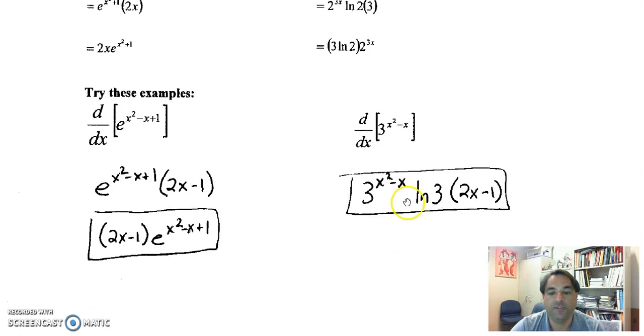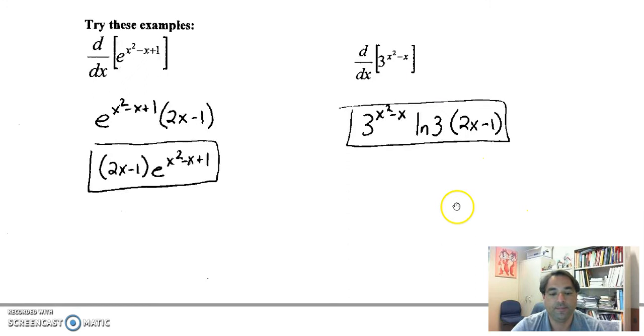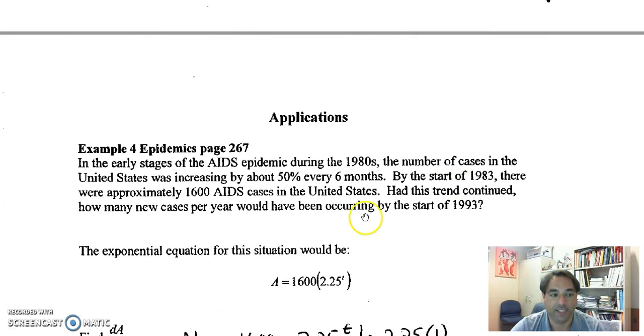So another one of those, if we had 3 raised to the x squared minus x, step 1, rewrite it. 3 to the x squared minus x times ln of the base, which in this case is 3, times the derivative of the exponent. Derivative of x squared minus x: derivative of x squared is 2x, derivative of minus x is minus 1, in parentheses. Then we'll do some application problems.